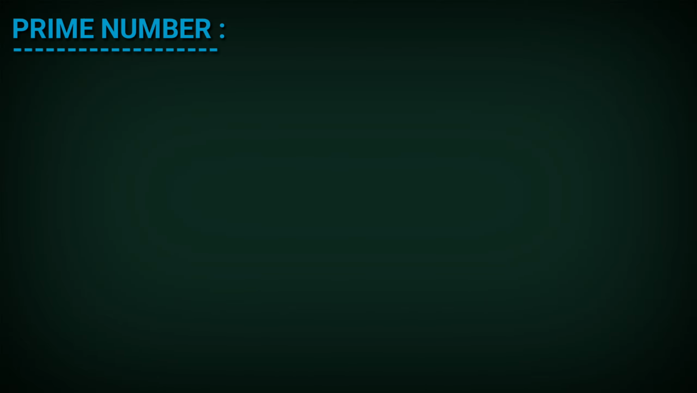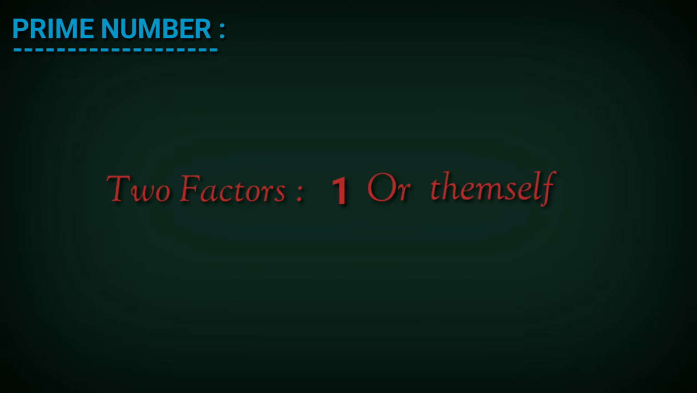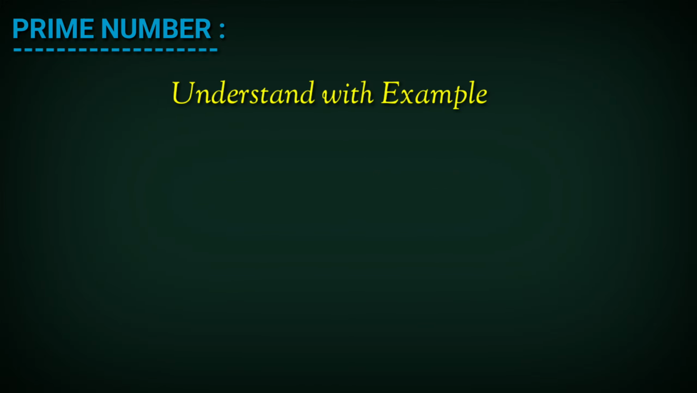Prime numbers are such numbers that have only two factors. First is 1 and another factor is itself. Better understand with an example. Here 2, 3, 5, 7, 11, 13, 17. These are the prime numbers.